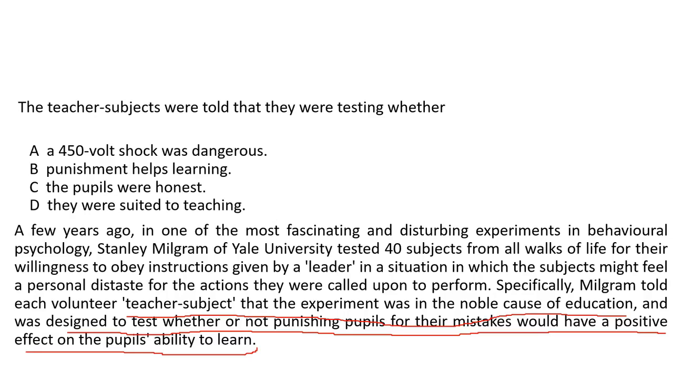Option A is a 45-volt shock was dangerous. It's not the answer because this is not what they were told. Option B says punishment helps learning. This is correct as we read in the passage that this is what the teachers were told. The last two options are totally irrelevant.